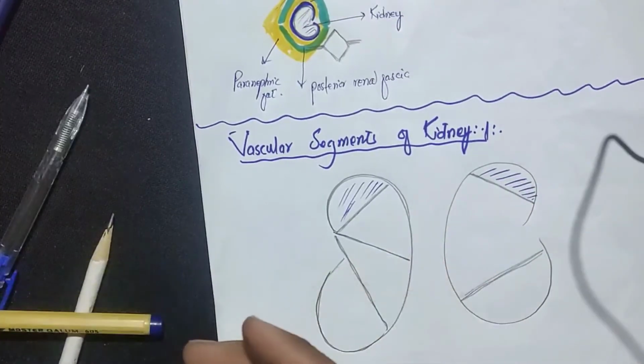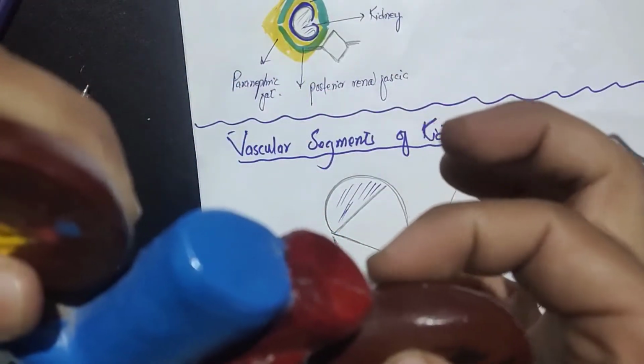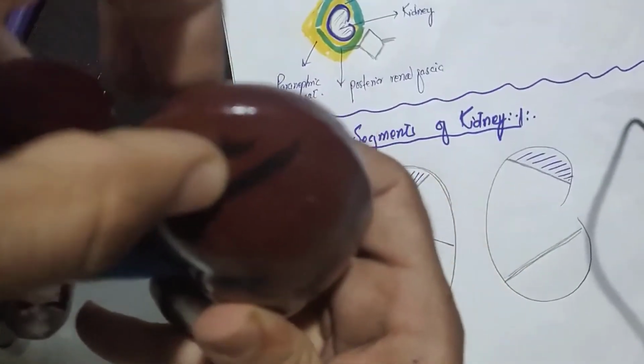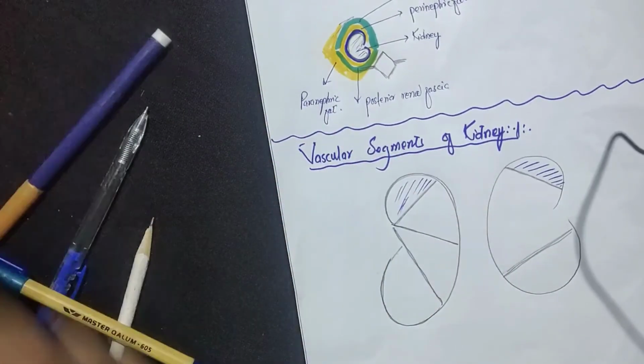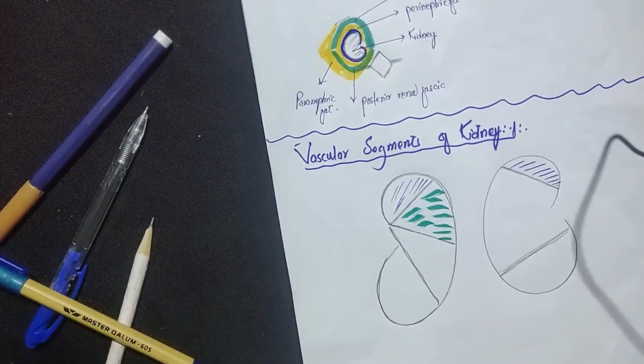How it looks, look carefully. From here you are looking at this superior segment, right, or apical segment. So this is on both sides, on the anterior surface and on the posterior surface. So this is your superior segment, this is the anterior superior segment. So let me color it here. This is the anterior superior segment, right?